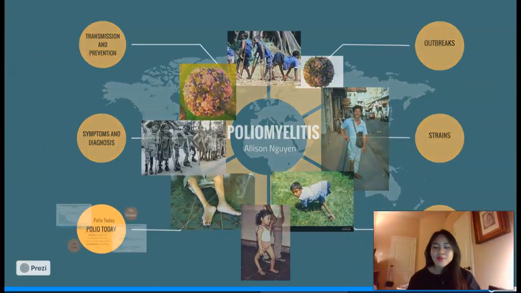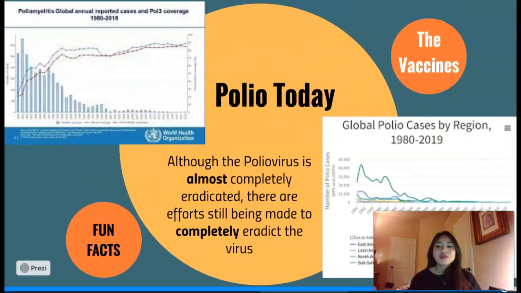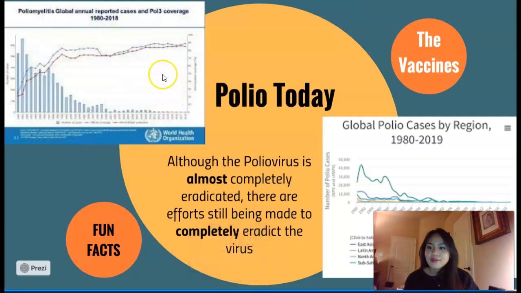Alrighty. And now we have polio today. The polio virus is almost at complete eradication, and we are still continuing to research and study how we can eradicate the virus completely. In this graph, we can see a trend in the United States with the amount of polio cases decreasing through time, and here we can see just about complete eradication. And in this graph, you can see in other countries, especially lower developed countries, a similar trend, where we see a decrease in polio cases, but there are still some polio cases, though not many.